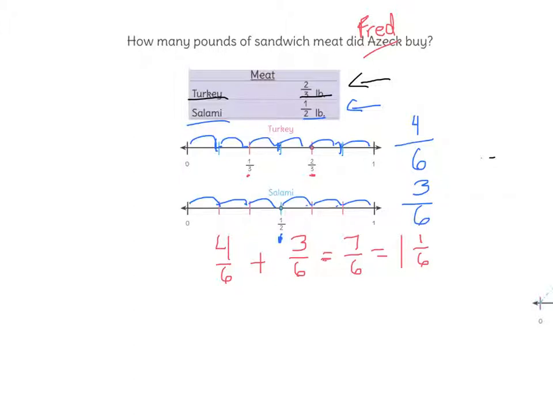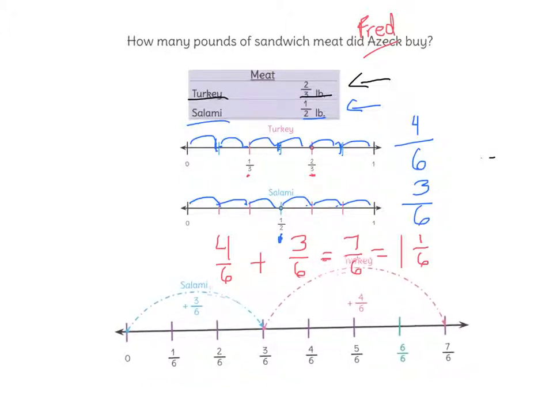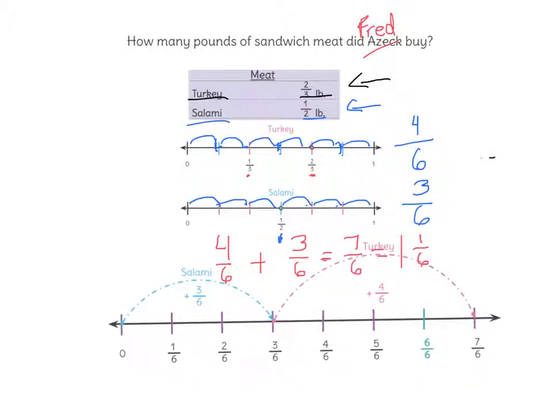And the way that looks on the number line is this. Ta-da! Because our number line now becomes 6. So here's our salami, here's our turkey, here's our bigger number line, and that is how you use the dreaded number line.